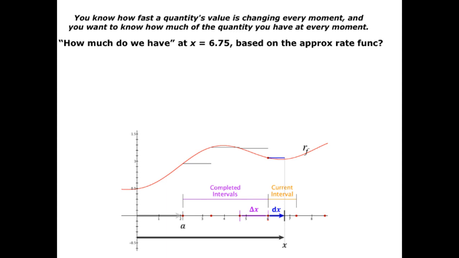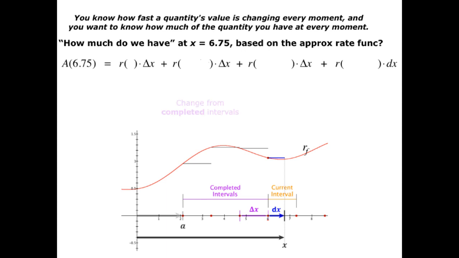So what do we want? We want to know how much we have. What's the accumulation at x equals 6.75? Very generally, how are we going to calculate the accumulation at 6.75? Completed intervals plus a portion of the current interval. So we're not adding together intervals, but we're adding together accumulation from complete intervals plus accumulation so far in the current interval.